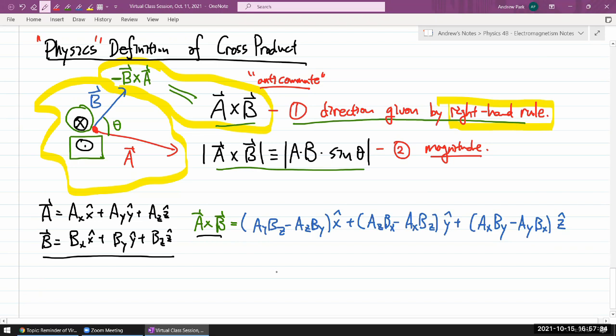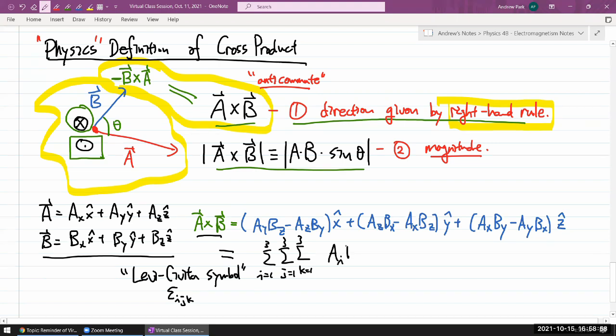If you see this cross product or outer product in an upper division setting, you can use something called the Levi-Civita symbol, which is epsilon ijk, to express your cross product this way: the sum of i going from 1 to 3, j going from 1 to 3, k going from 1 to 3, and the product that you're looking at is A_i, B_j, and r_k hat, multiplied by the Levi-Civita symbol ijk.